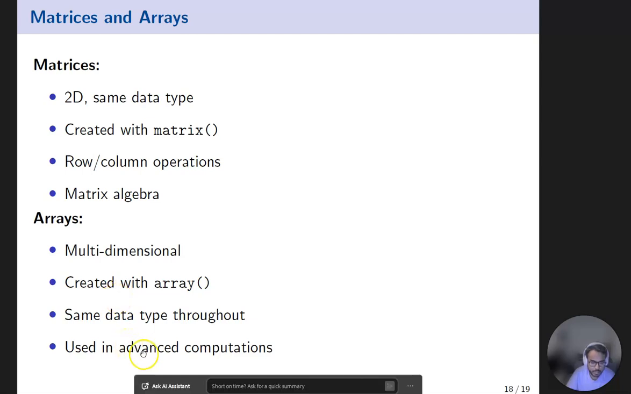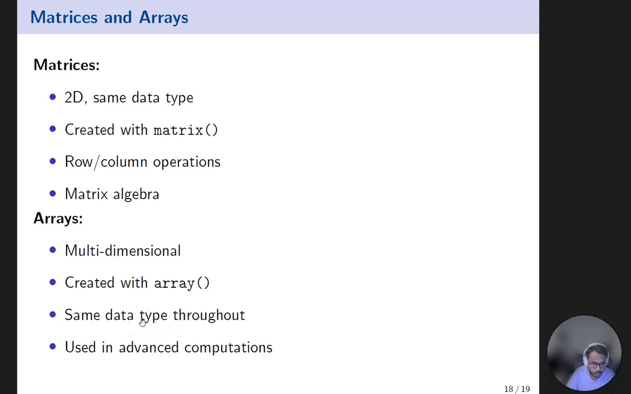Arrays extend the concept of matrices to more than 2 dimensions. We can create an array using the array function. For example, you have array(1:12, dim = c(3, 2, 2)), which means that we will create a 3 cross 2 cross 2 array with 12 elements spread across 3 cross 2 cross 2 dimensions. So it's not like we are just playing around with the dimensions. Arrays are useful for handling multidimensional data and usually used in relatively more advanced computational stuff.